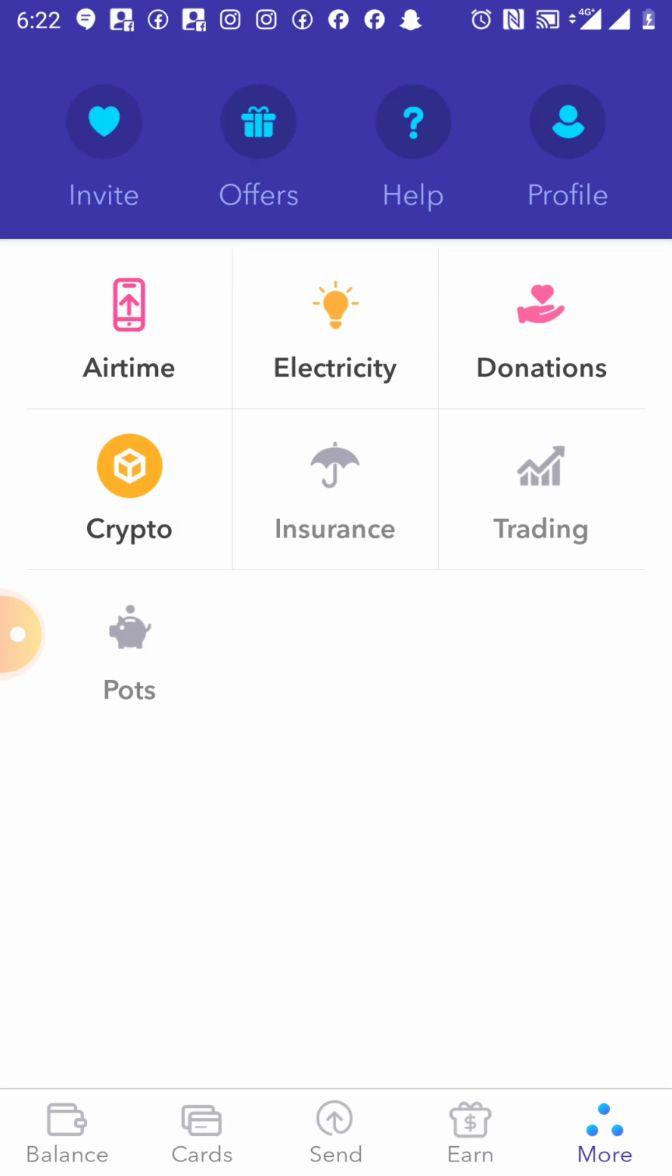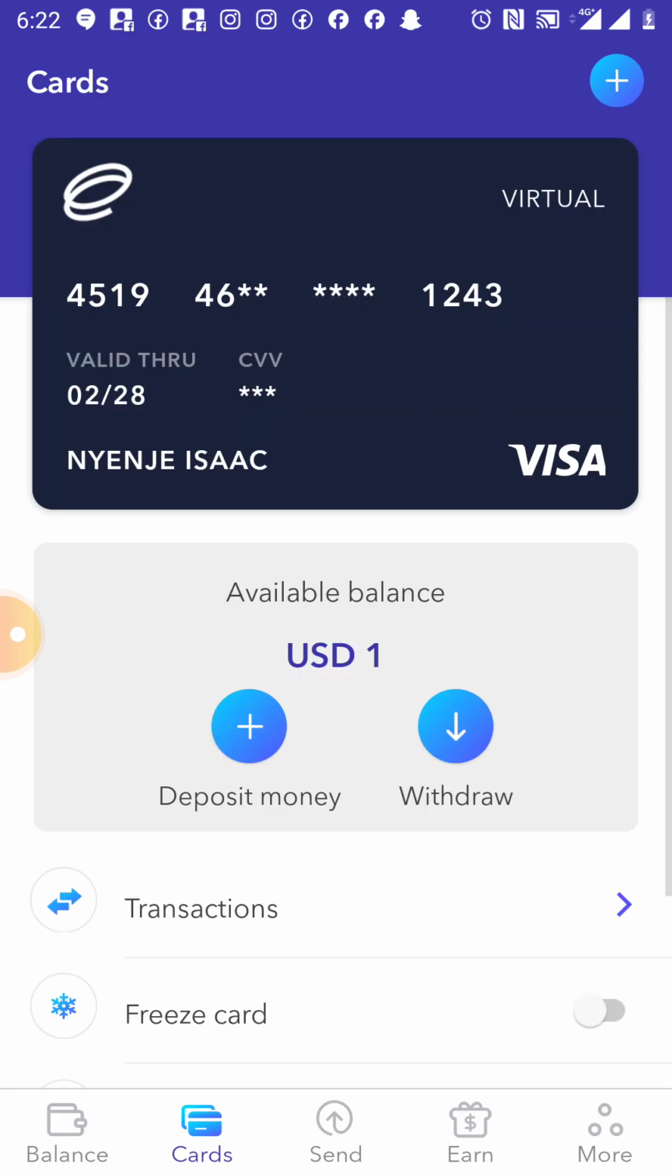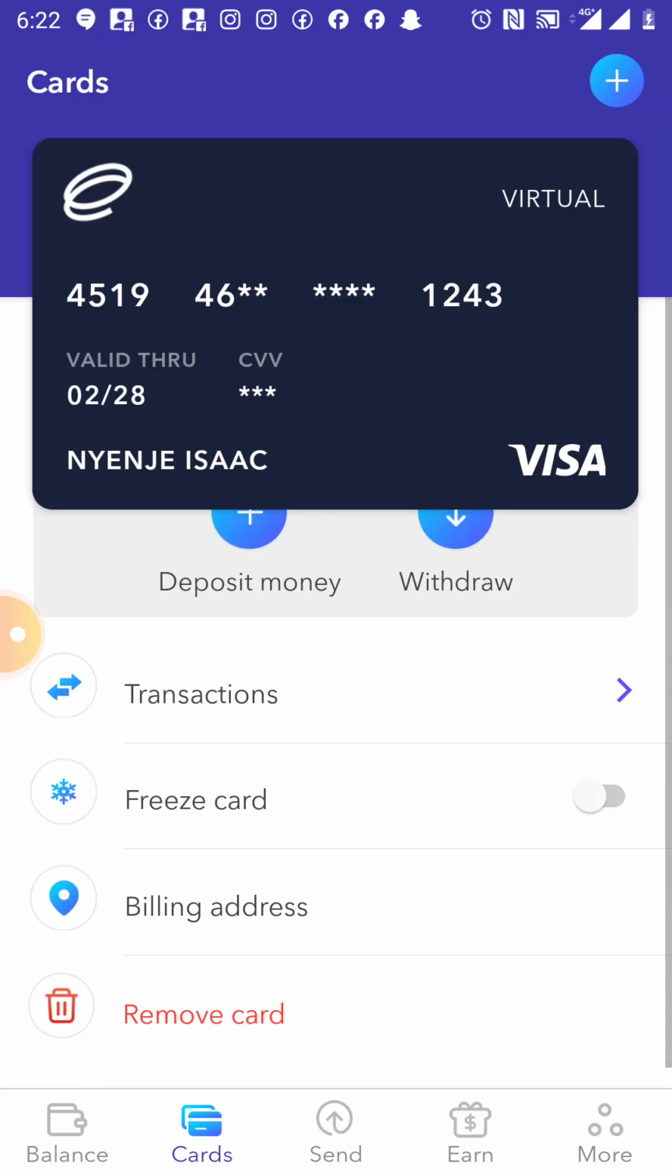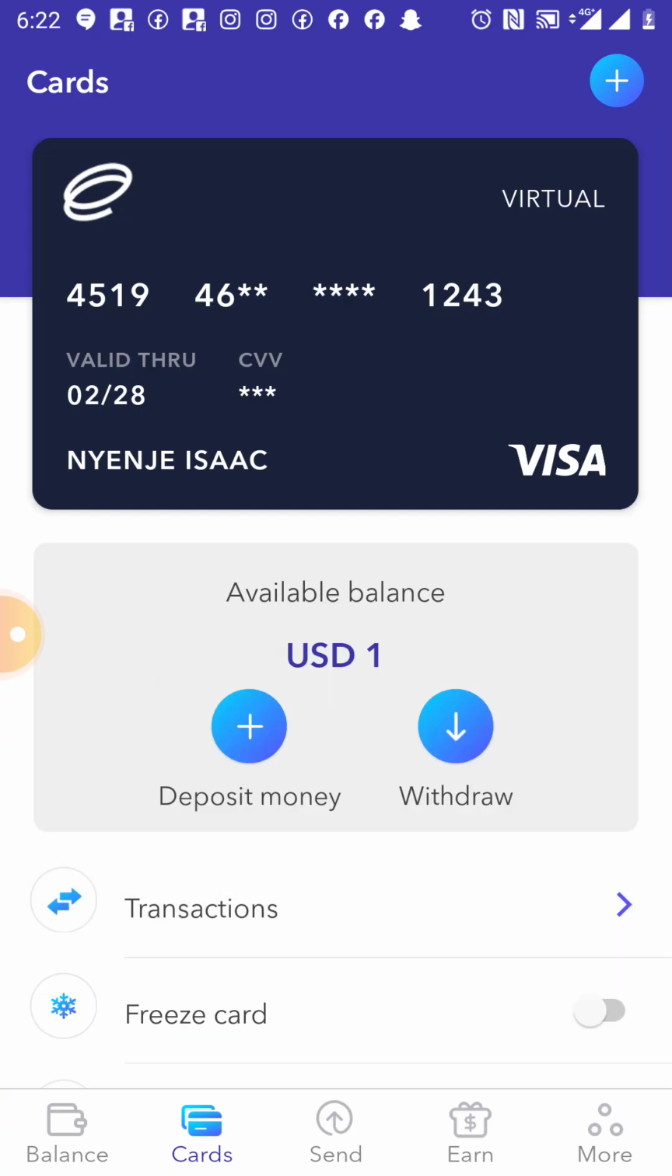So let us go back to creating a card, because if we click this to swipe, we would see another card that we've created. What I did mention here is we have the account balance that is available. Transactions, we talked about it. Freeze card, you can pause the card. Then billing address. Then you can also remove the card. So we want to create another card.